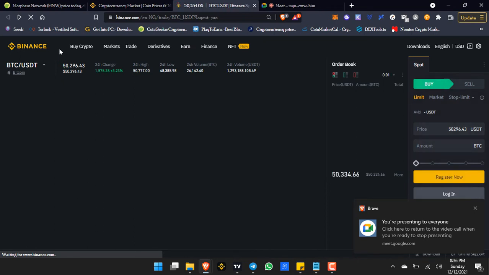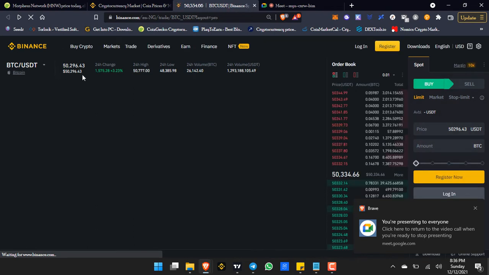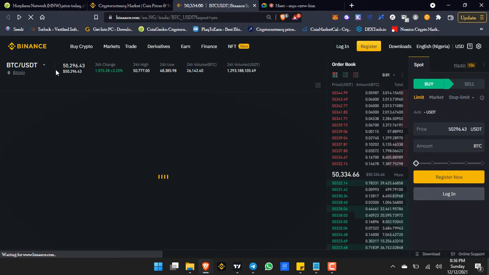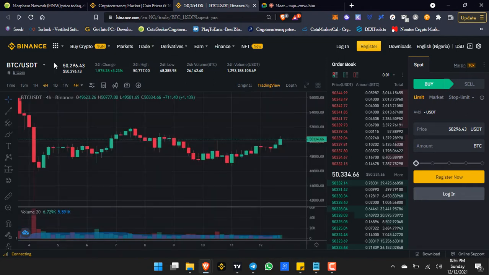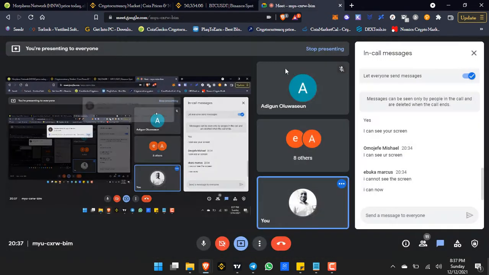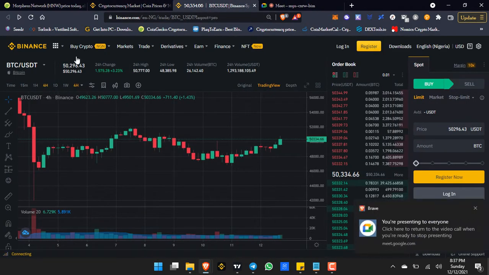Going beside it is where we have what gives us the current price of the asset we are looking at. So like I mentioned earlier, we are looking at the BTC USDT chart. So this is the current price of Bitcoin as we speak, $50,000. Okay, 50,296. That's $50,000 and plus. So that's what tells you the current price of the asset you are trading. You can as well see it on your mobile phone.